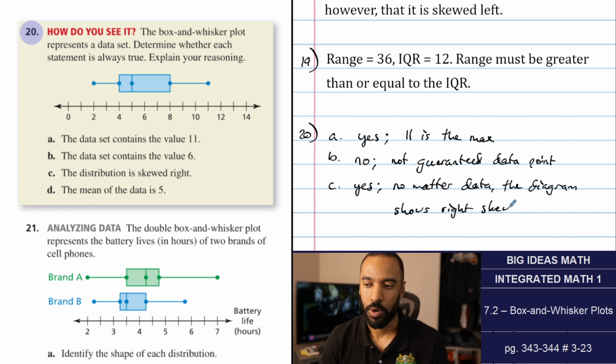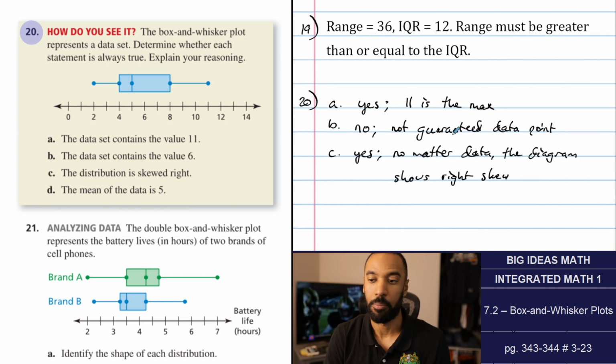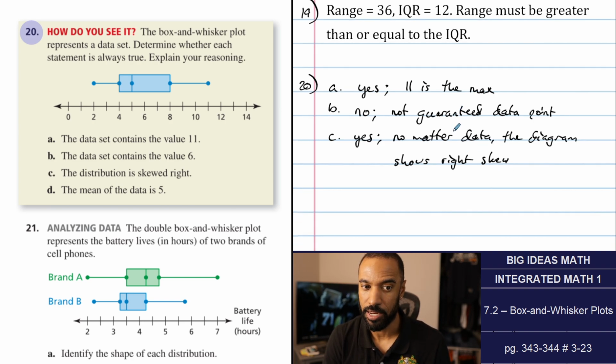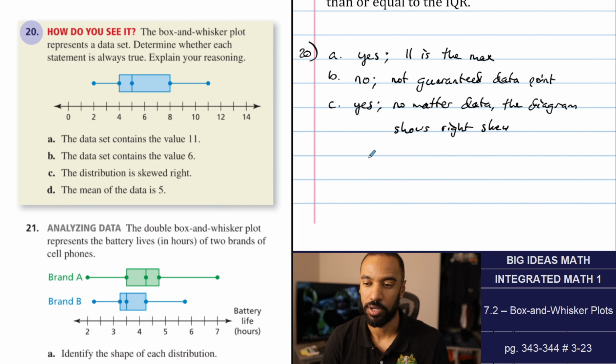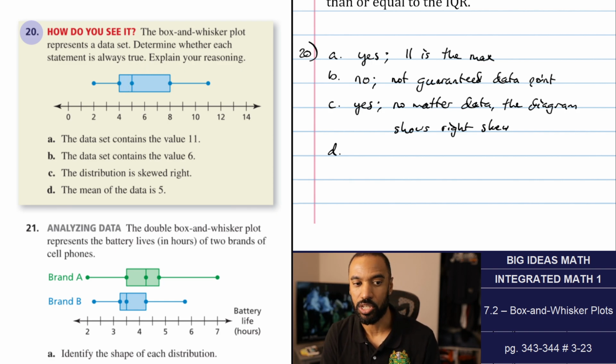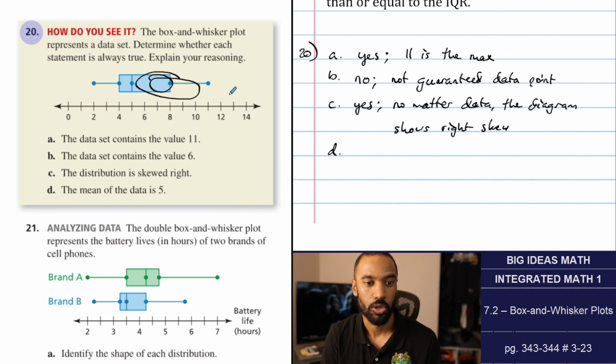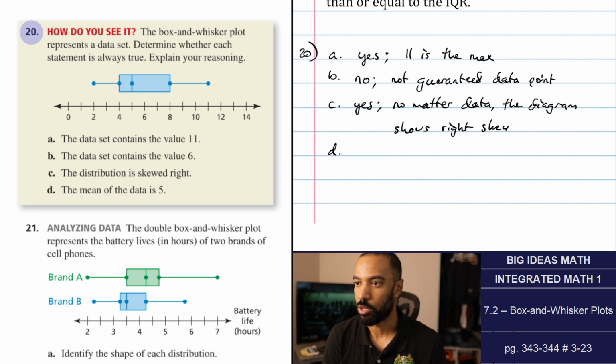I'm saying that the data within can be kind of tricky, but if that's your min and that's your Q1 and median, Q3 and max, then that is a right skew, period. Part D, the mean of the data is 5. No, this is the median. The mean is not always the median. And in this case here, the mean is likely going to be larger.